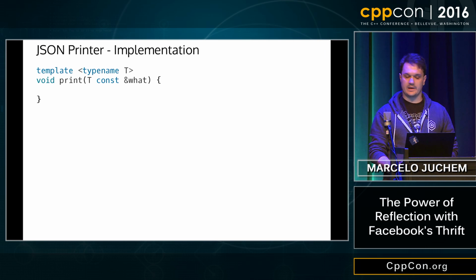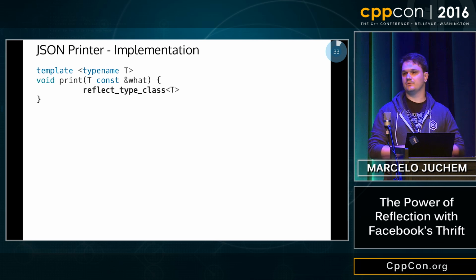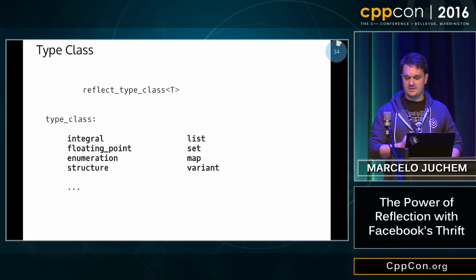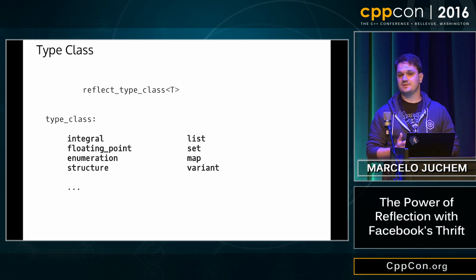What would this function look like? We start by reflecting the type class of this type. What does that mean? Is it an integral, a floating point, an enumeration, a struct, a list, a map, or what is it? The reason we need this is because we will implement the pretty printer in one way for lists and in a different way for structs. Lists don't have members that you have to iterate over, just homogeneous elements, whereas a structure may have several different members with different types. And an integral doesn't even have members, it's just a number.